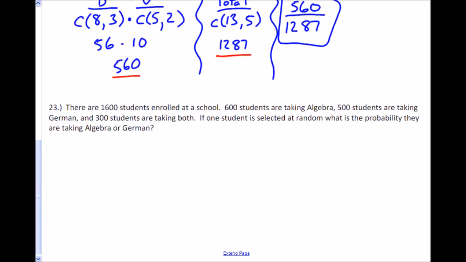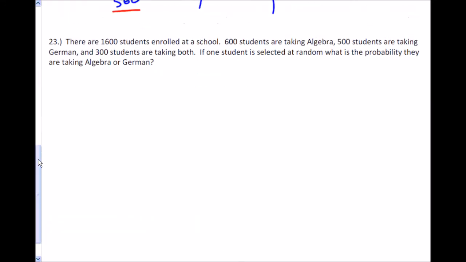If I take a look at the next one, it says there are 1,600 students enrolled. 600 take algebra, 500 are taking German, and 300 are taking both. If one student is selected at random, what's the probability of algebra or German? So again, or. So the probability that they're taking algebra, there's 600 of those students out of a total of 1,600. The probability that they're taking German is 500 out of the 1,600.